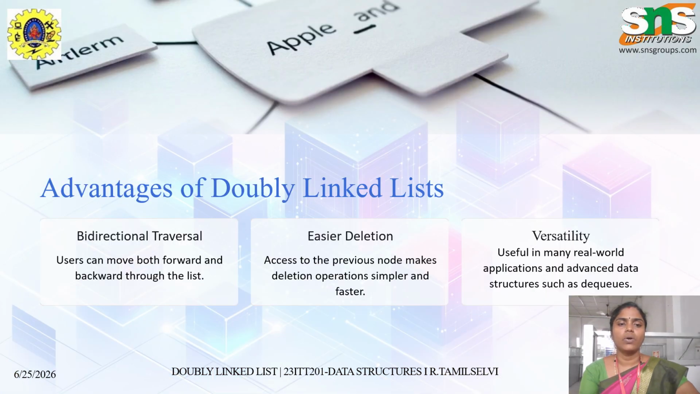The next one is advantages of doubly linked list. So here I list some advantages. The first one is bidirectional traversal. As I mentioned earlier, users can move both forward and backward through the list. The second one is easier deletion. Access to the previous node makes deletion operations simple and faster when compared to the singly linked list. And the last one is versatility. Due to its simpler and faster operations, we can use the doubly linked list in many real-world applications and advanced data structures such as the deque concept.